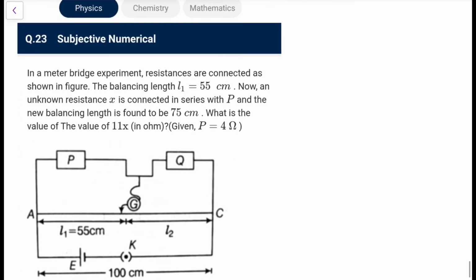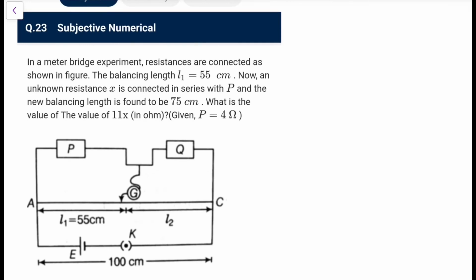Next, in a meter bridge, resistances are connected as shown. Balancing length is 55. Now an unknown resistance X is connected in series with P, and the new balancing length is 75. What is the value of 11X? So what we have, P by Q was 55 by 45, that is 11 by 9. Now P plus X upon Q comes out as 75 by 25, that is 3 by 1.